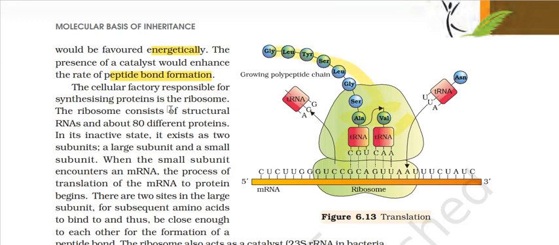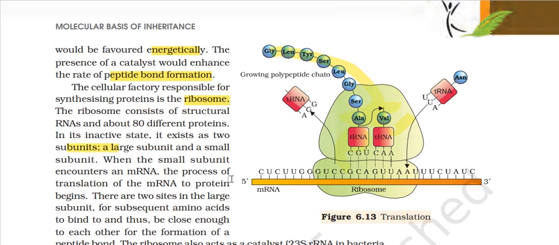The cellular factory responsible for synthesizing proteins is the ribosome. हमें पहले भी पता है ribosome है ही क्यों, there for protein synthesis. The ribosome consists of structural RNAs and about 80 different proteins. In its inactive state, it exists as two subunits, a large subunit and a small subunit. हाँ, हमारे पास एक large subunit होता है और एक small subunit होता है ribosome का, और वहाँ पे हमारे proteins बनते हैं. Alright, अब inactivity में दो subunits होंगे.